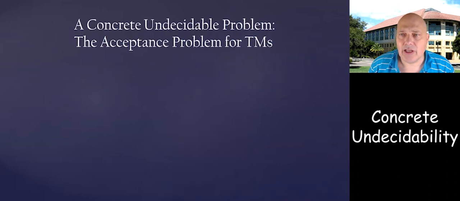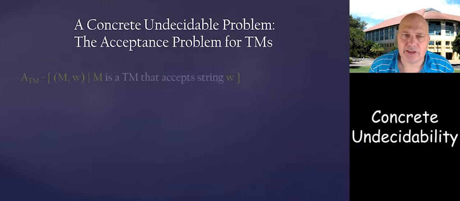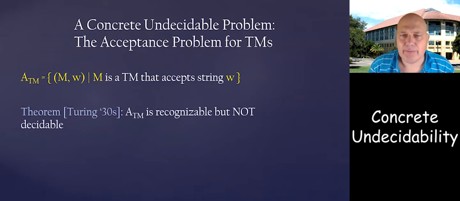And we will start with the acceptance problem for Turing machines that we already seen, ATM. So the pairs of machines M, inputs W, such that M is a Turing machine that accepts the string W. The theorem is that ATM is recognizable but not decidable. And the fact that it is recognizable comes from the existence of a universal Turing machine.